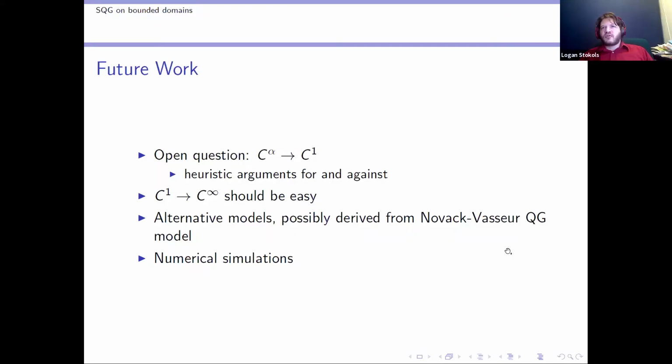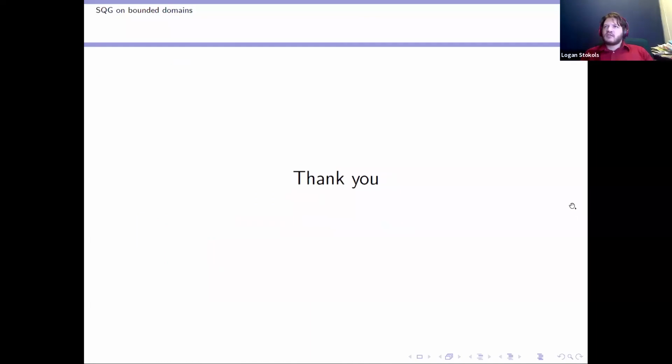And then there are also some more basic questions about the model: how physically meaningful is this? It's not quite the Novack-Vasseur model, which we have more confidence in its physical meaning, and how far apart are these? And can you apply these methods of analysis to the Novack-Vasseur model or something in between, a little bit closer to the Novack-Vasseur model, maybe, and inch towards that? That's what I wanted to say. Thank you.